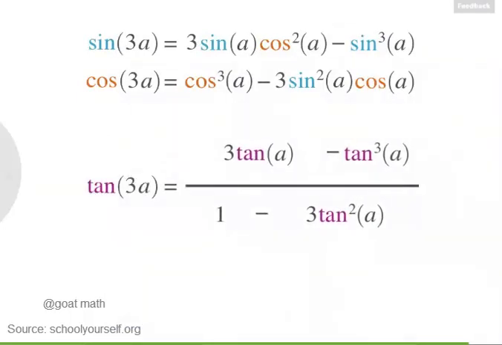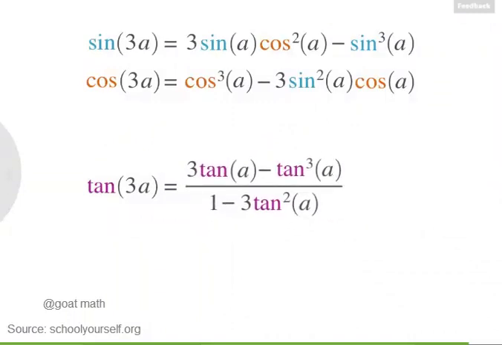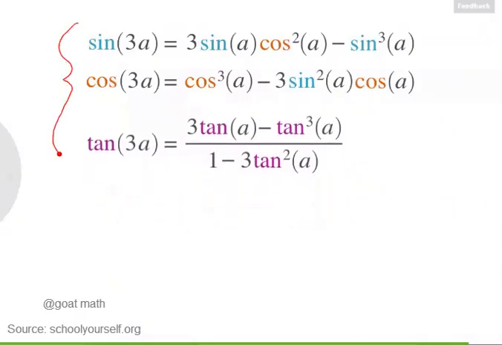And that's the triple angle identity for tangent. For any angle A, the tangent of 3A always equals 3 tan A minus tan cubed A over 1 minus 3 tan squared A. So there you have it, the triple angle identities.